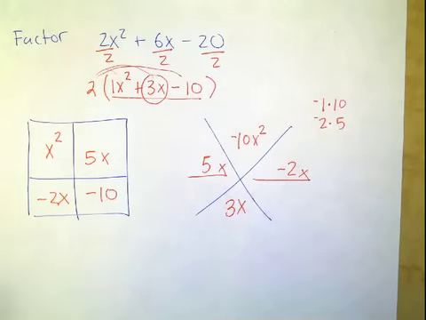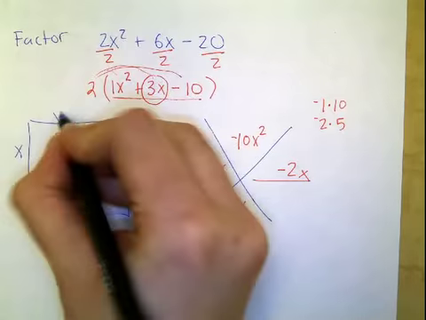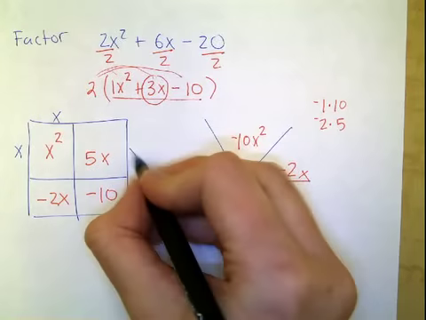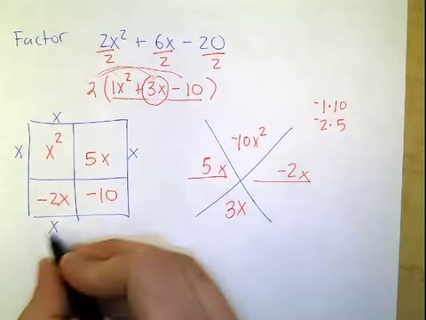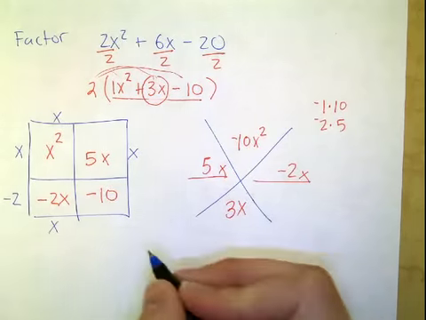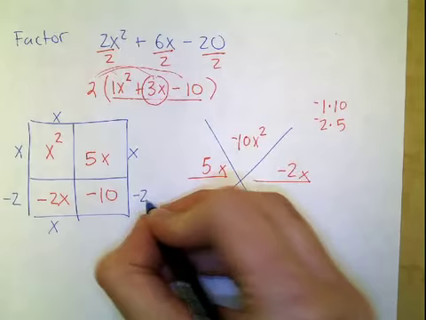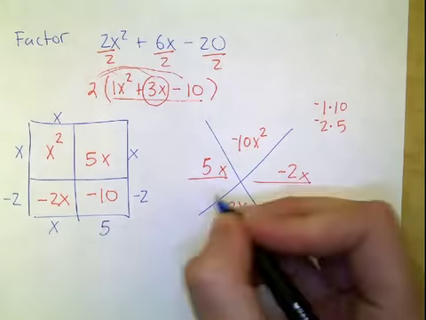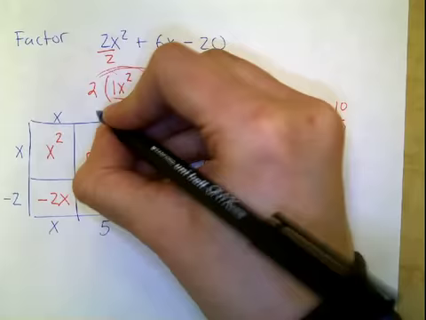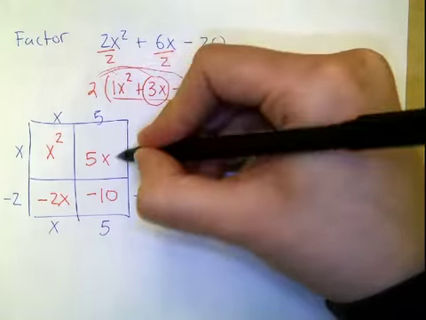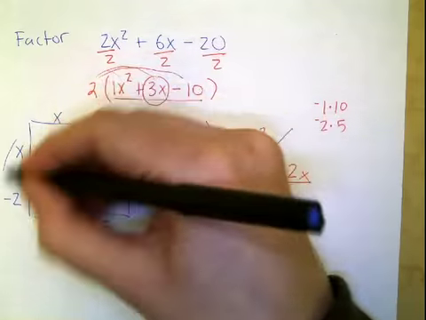Go around the outside edges. X times x is x squared. Copy the x's down and across. X times negative 2 is negative 2x. Copy the negative 2 over. Negative 2 times 5 is negative 10. And copy the 5 to the top and check it. 5 times x is 5x. Perfect. So we get this.